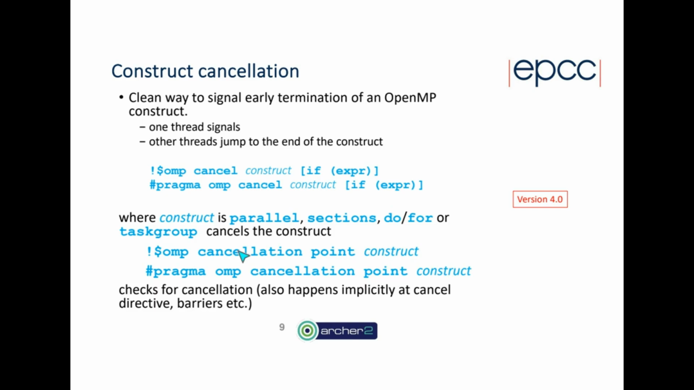We also have a cancellation point directive, and this is just a place that forces a thread to check to see whether a signal has been raised. The check also happens implicitly at other places, in particular at the cancel construct itself. Even if the if expression evaluates to false, it still forces the encountering thread to check to see if some other thread has raised the signal. And also synchronization points like barriers. Whenever you come to a barrier, threads will also check to see if the signal's been raised.